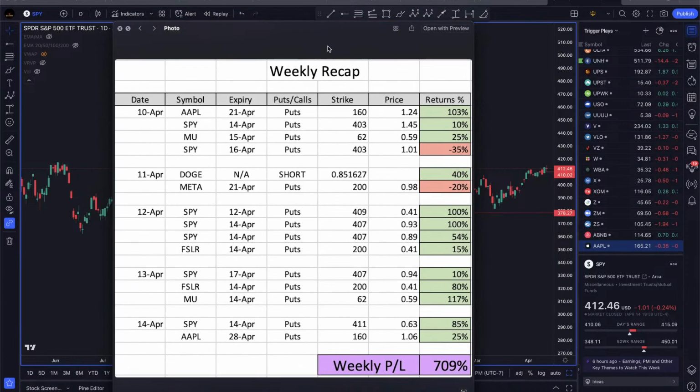Look at this weekly recap. Bangers after bangers. 100%, 100%, 100%, 17%, and weekly P&L up to 700%. Minor losses, one here, one there. I think there was one more loss here. But yeah, as you guys get the point, right?